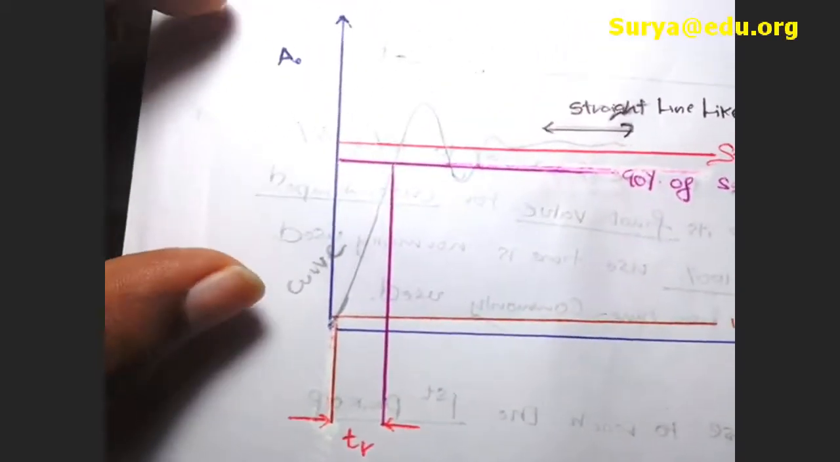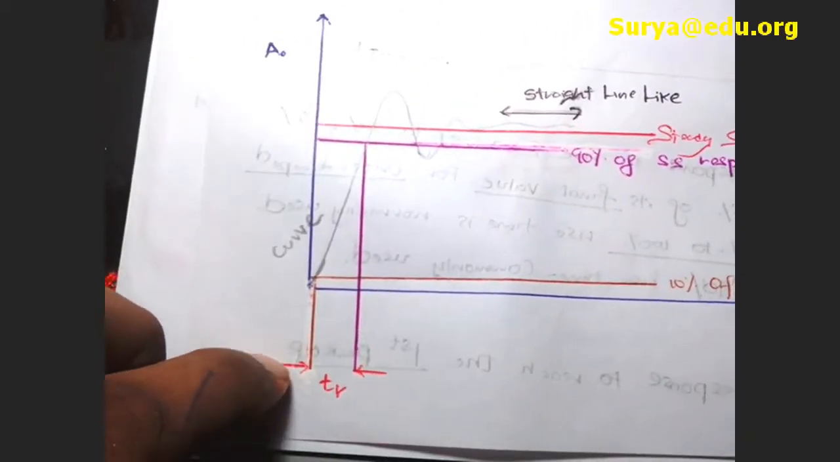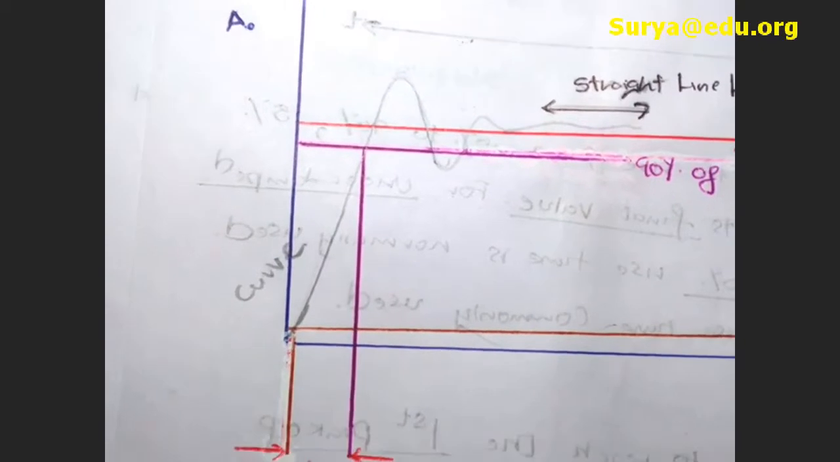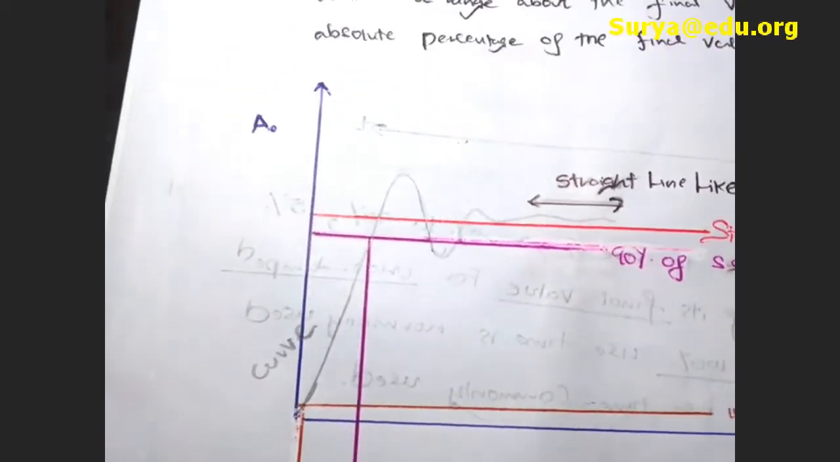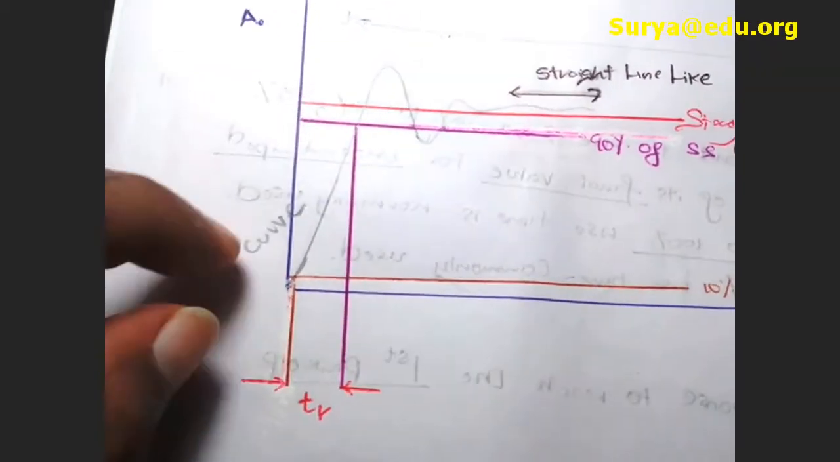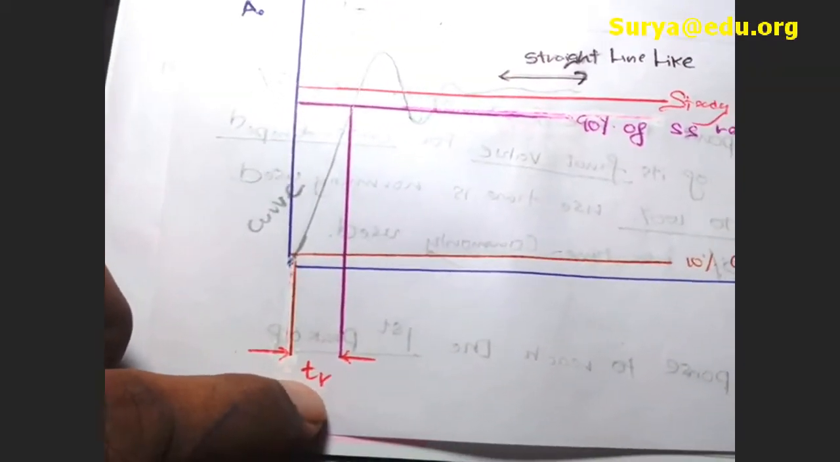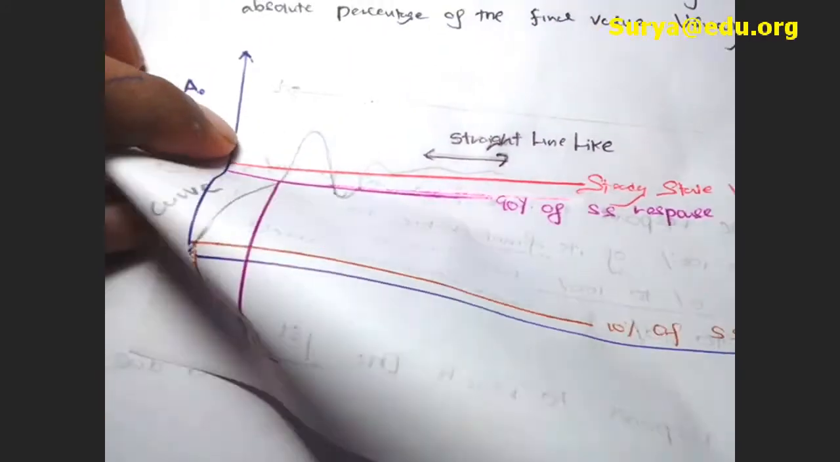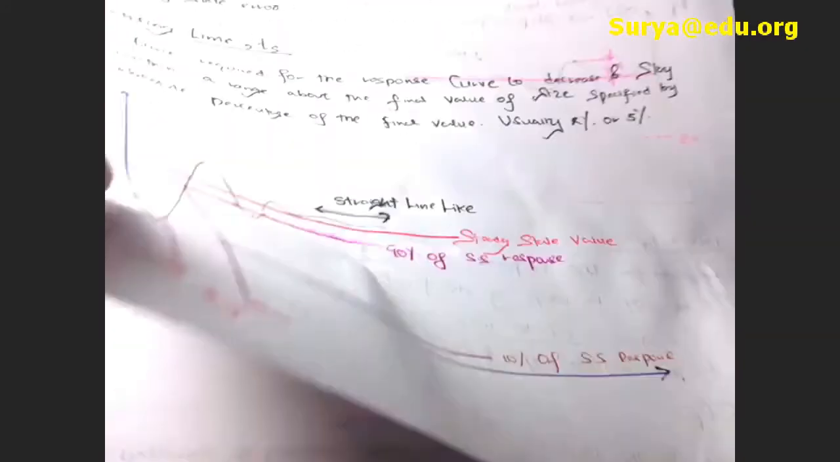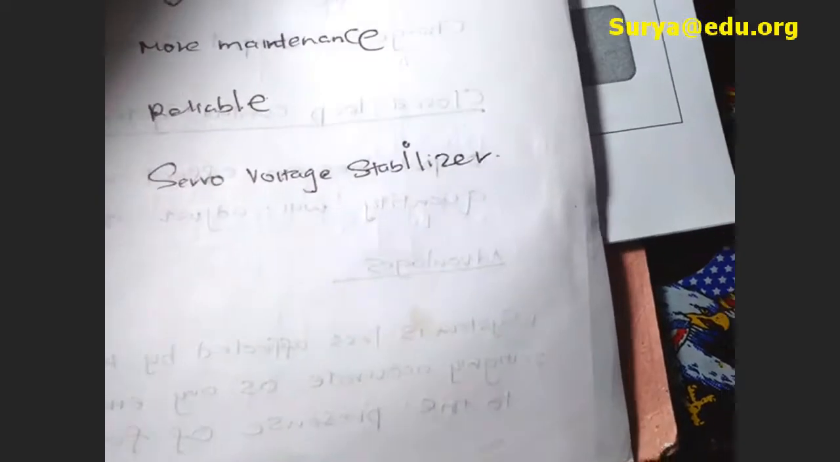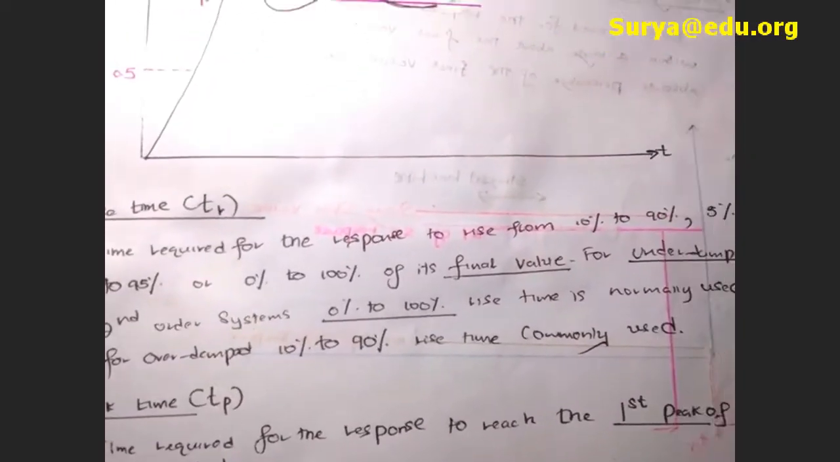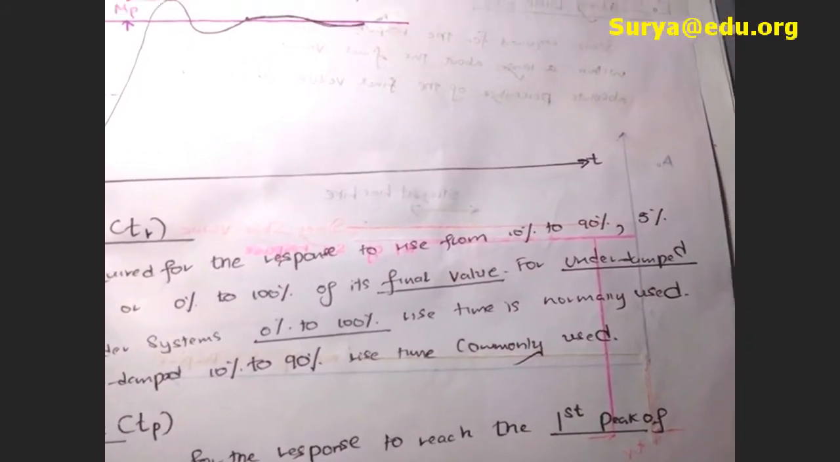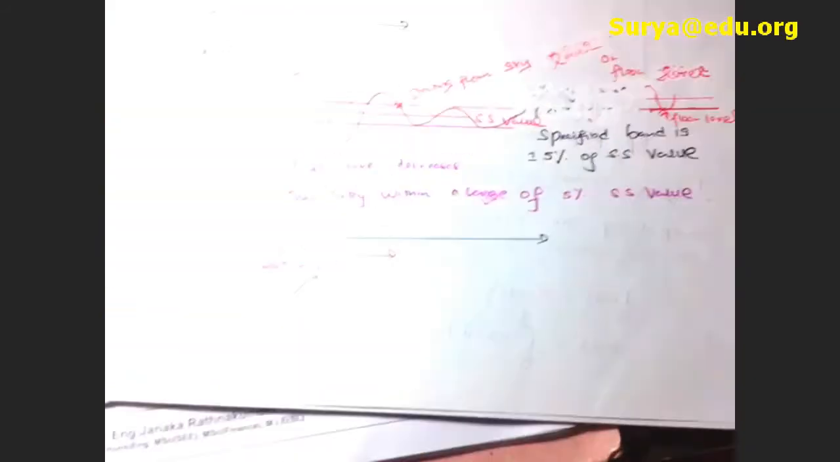Now for an example, in this graph I have represented TR, which is the rise time. See this gap. So what is rise time? As I previously discussed, it is the time required for the response to rise from 10% to 90%. That's the definition.